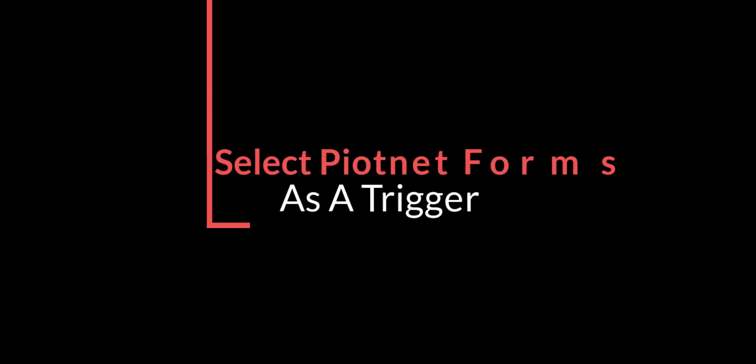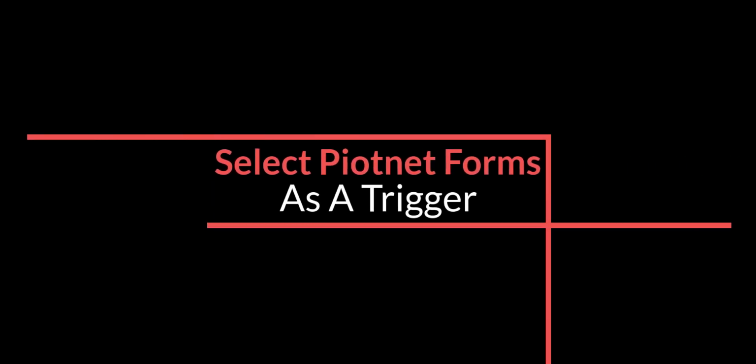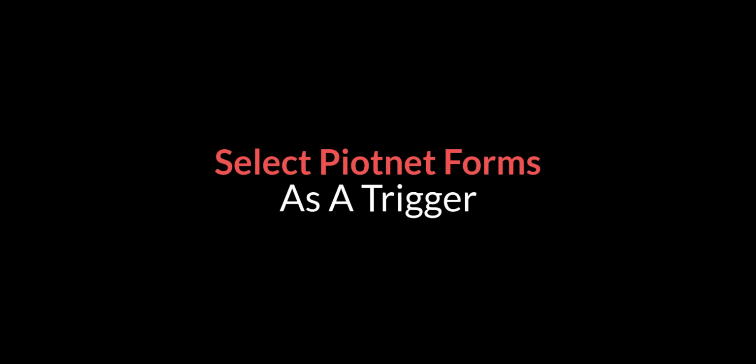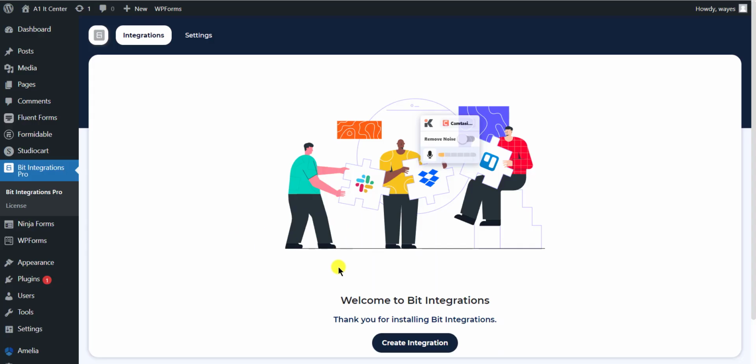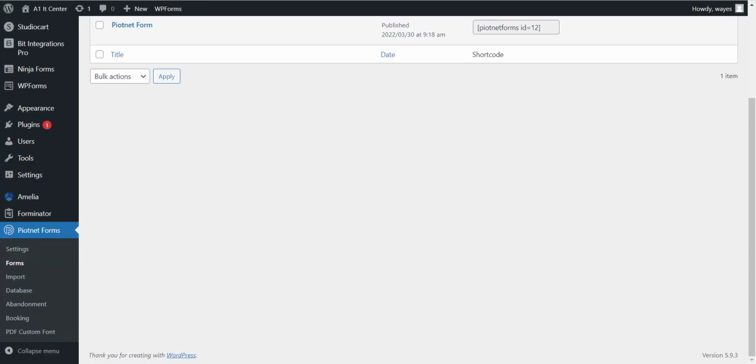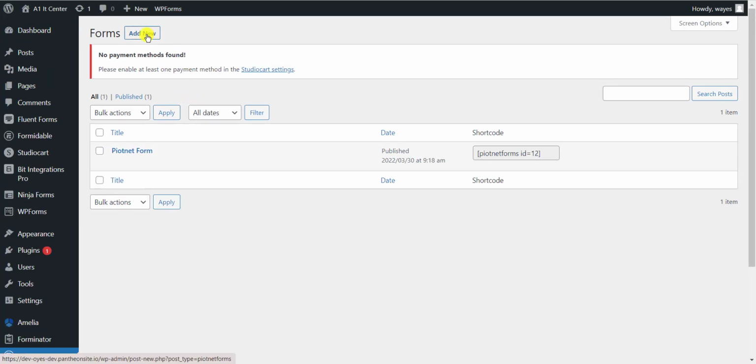Hi, in this tutorial, I will show you how to select Piotnet Forms as a trigger and send data to Bit Integrations actions. At first, open the Bit Integrations dashboard. Now go to Piotnet Forms and create a form or select any existing form that you have already created.